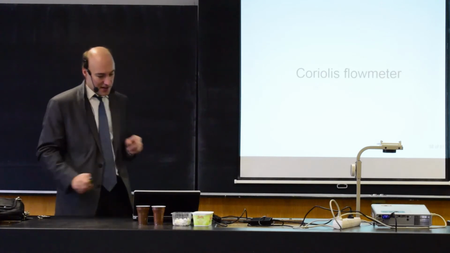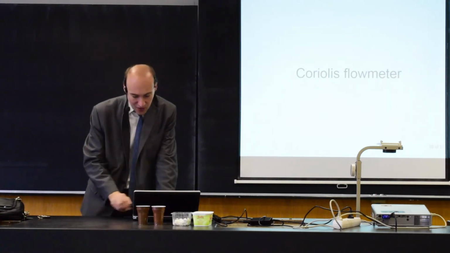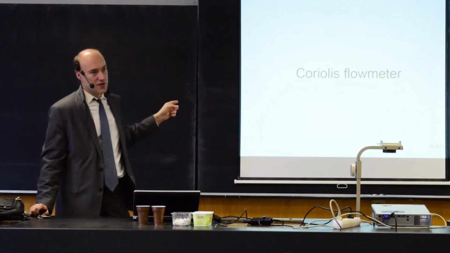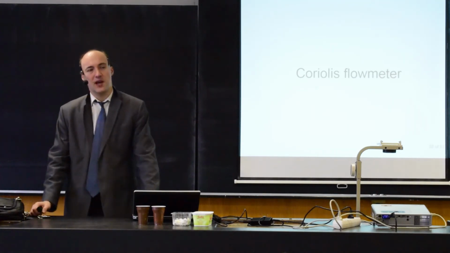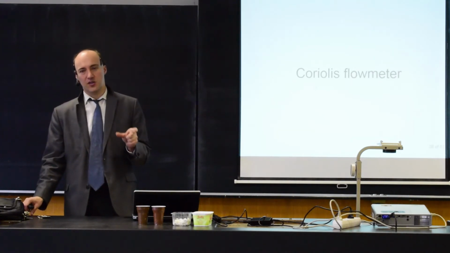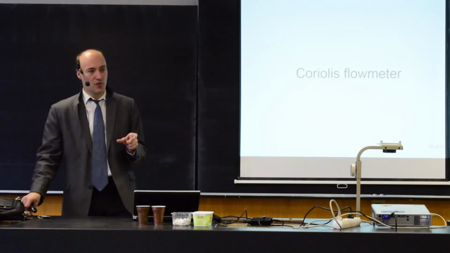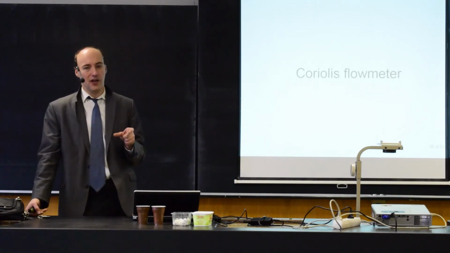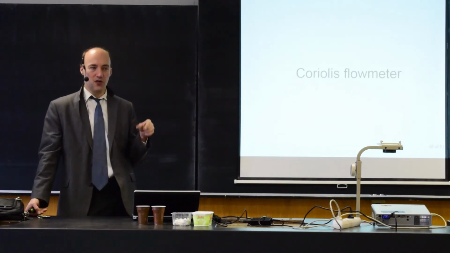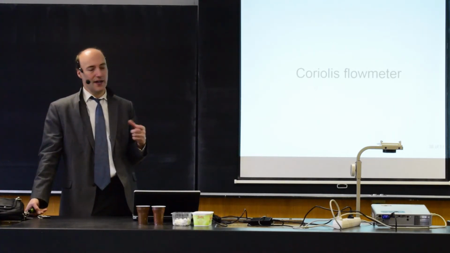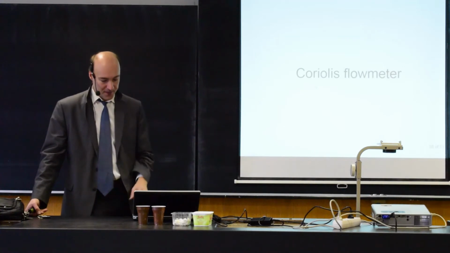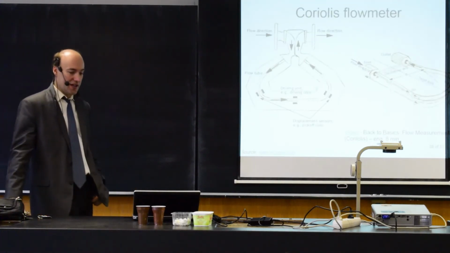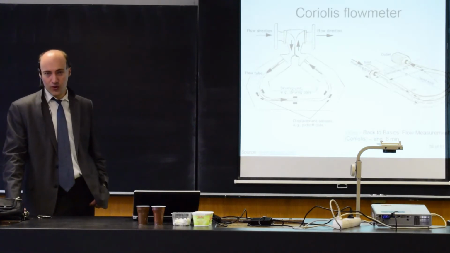Okay, and the last flow meter for today will be the Coriolis flow meter. All those previous 3 cases of flow meters were based on measurement of speed times cross-section. The Coriolis flow meter, on the other hand, is different. It measures directly mass flow. So it will give you directly mass flow, and you don't need to calculate anything. The Coriolis flow meter is based on the effects of the Coriolis force.